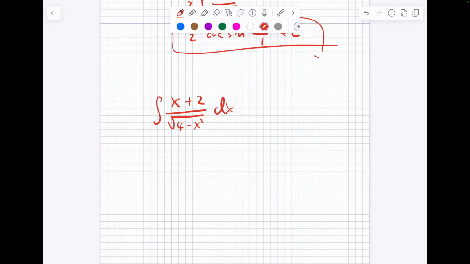I want you guys to think a little bit. You can try to execute if you're sure you know what you're doing. If you don't know how to start, think about it a little bit more. Think about what would be the best approach for this question. Antiderivative of x plus 2 over root of 4 minus x squared dx.